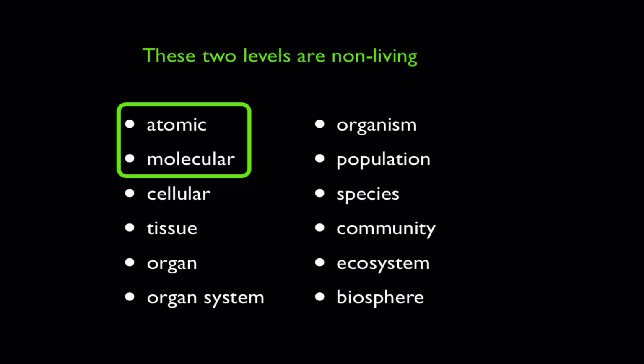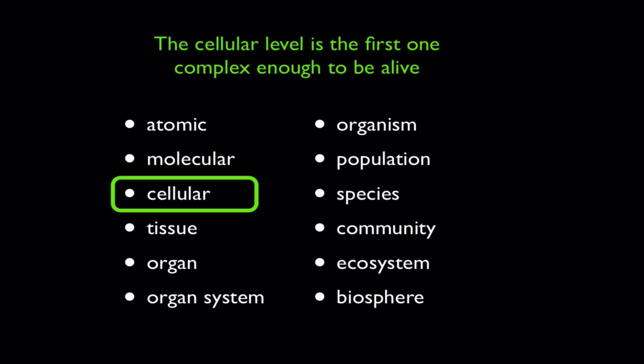They're non-living. Something really special happens when you go from the molecular level to the cellular level. That's where life appears, this characteristic that we call life, which is living matter. The cellular level is the first living level in the hierarchy, and what that means is it's achieved enough complexity to actually be able to have all the characteristics that make something alive.